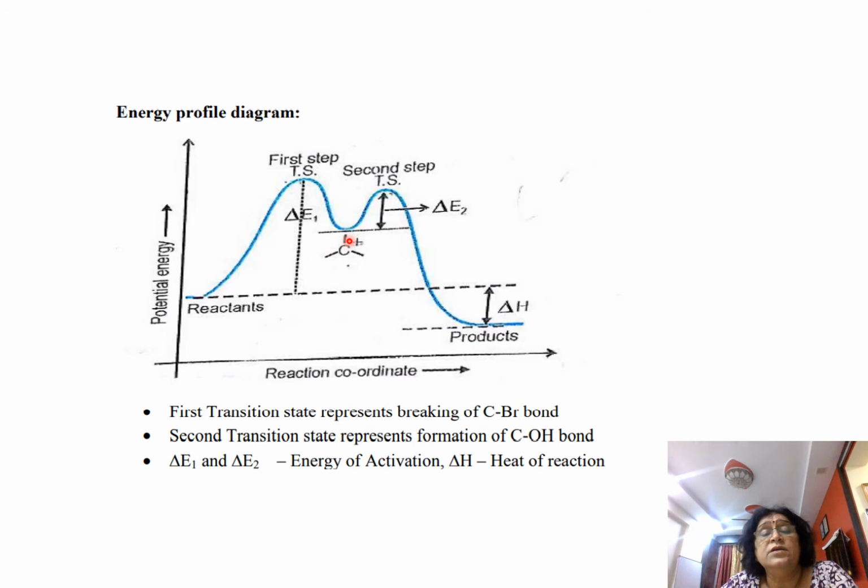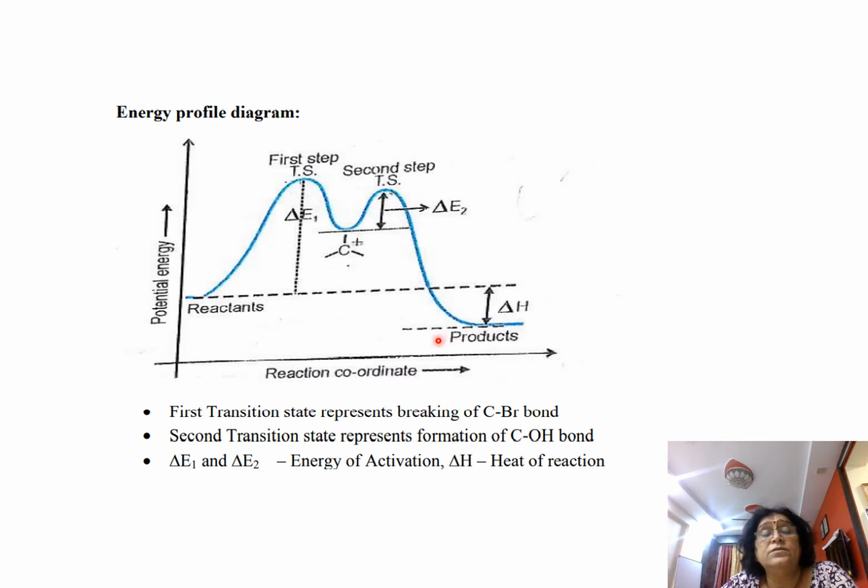Then what happens? The OH nucleophile attacks this carbocation and the carbon-OH bond is about to form. So when the carbon-OH bond is about to form, the transition state is reached, and then the carbon-OH bond is formed and the product is formed.